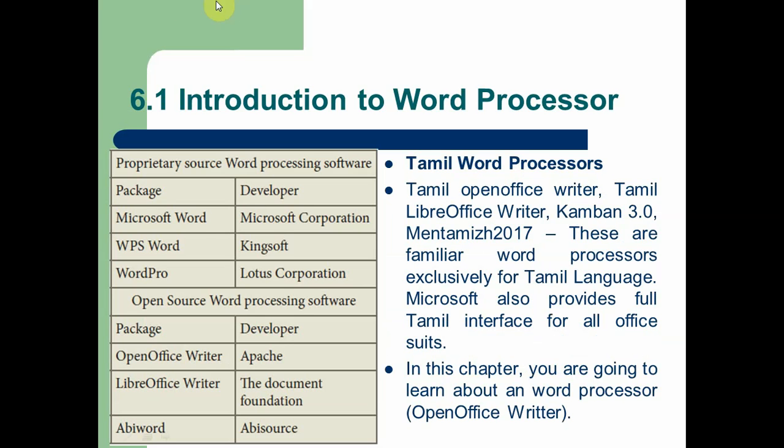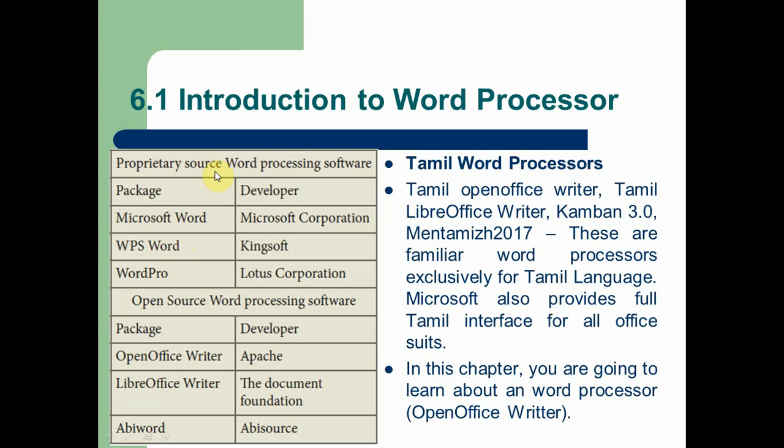In the table you can see the package Microsoft Word, which is also a word processor. The developer of the software is Microsoft Corporation. WPS Word is developed by Kingsoft. Word Pro is developed by Lotus Corporation. OpenOffice Writer is developed by Apache. LibreOffice Writer, by The Document Foundation. AbiWord by Ubisoft. Of these six softwares, these three softwares are called proprietary softwares.